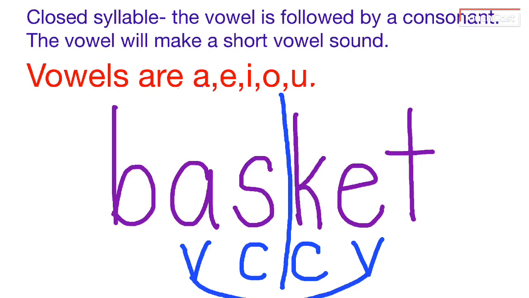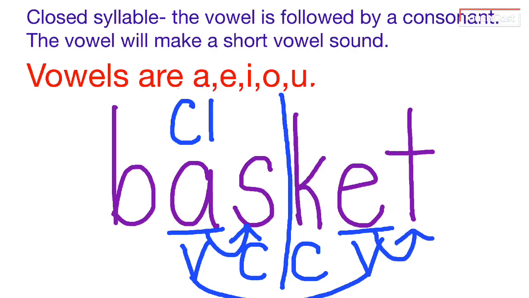Our next step is to determine if the syllables are closed. So start off by looking at your A, look behind it. The A is followed by a consonant S. This would be a closed syllable, and the A would say its short vowel sound, A. Do the same thing with our E. Look behind it. This E is followed by a consonant T. This E is going to make the short vowel sound, E, because it's part of a closed syllable.